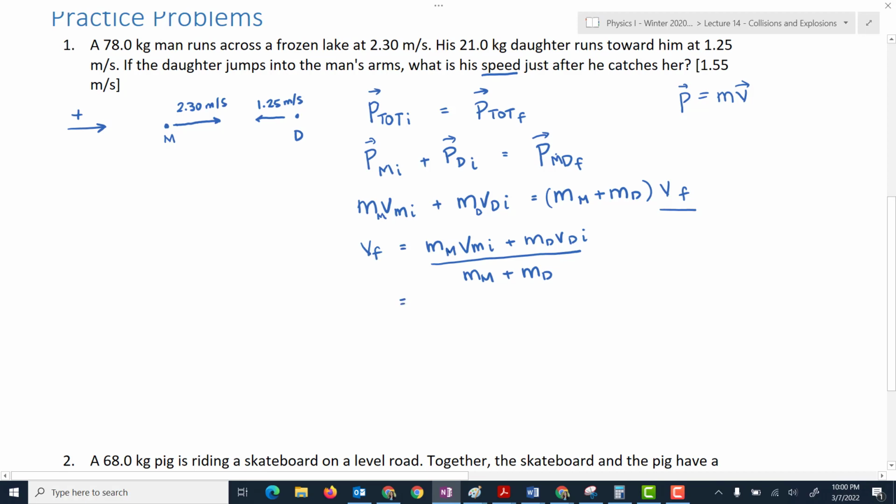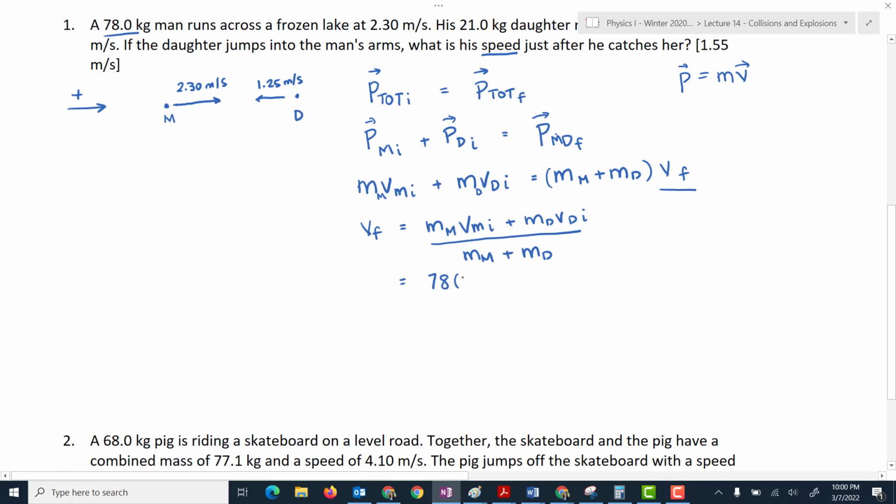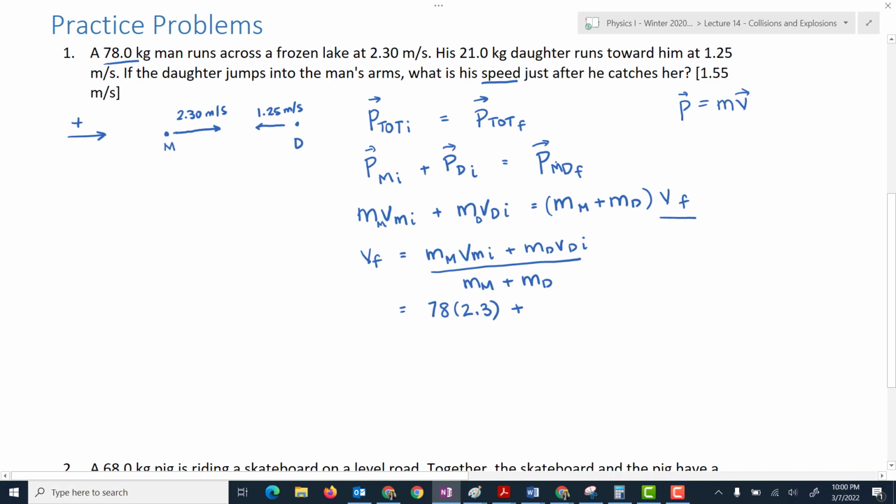So let's put everything in. The mass of the man is given in the question, 78 kilograms. The velocity of the man, we're saying the man was moving to the right, so that's a positive velocity, 2.3 meters per second, plus the mass of the daughter, she is 21 kilograms.